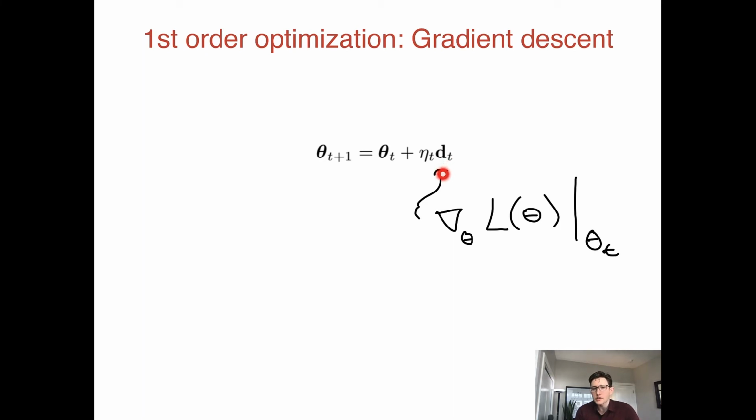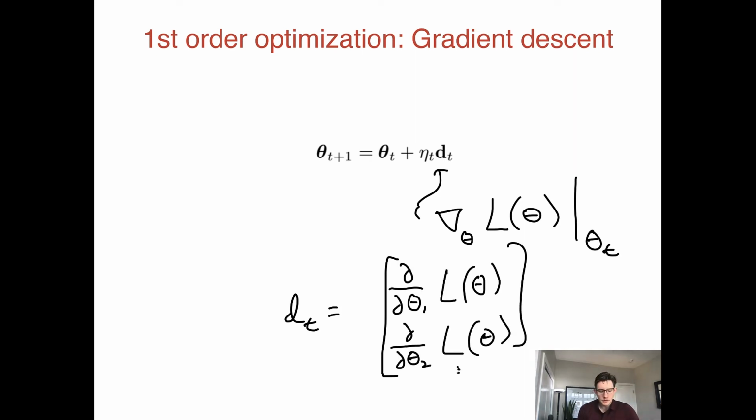So this is what we'd often use for our gradient descent. We'll talk about a couple of reasons why we might not want to use exactly that. We might want to use something close to it. We can also write it in this vector form, where dt equals the vector of partial derivatives as follows: the first is the partial derivative with respect to theta 1, then with respect to theta 2, and so on.